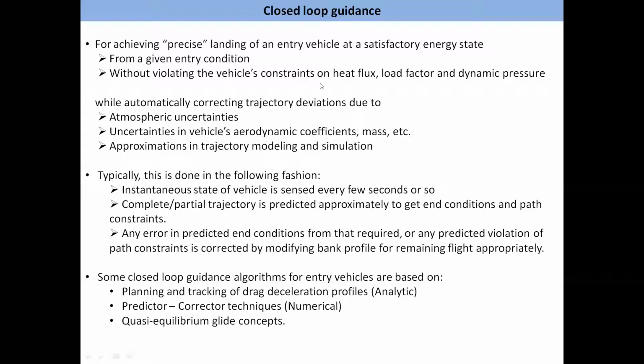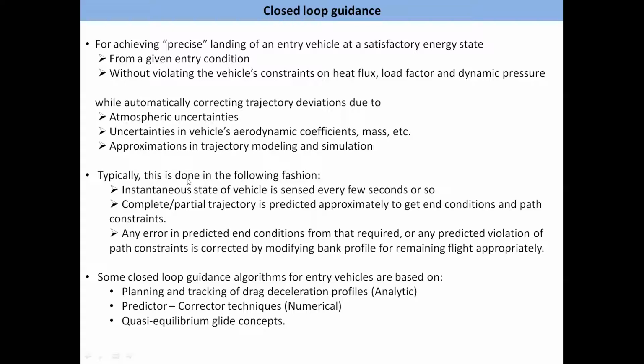Okay, so without violating the vehicle's constraints on heat flux, while automatically correcting trajectory deviations due to atmospheric uncertainties in vehicle aerodynamic coefficients, mass, etc., and approximations in trajectory modeling and simulation. So typically, this is done in the following fashion. When the vehicle is flying, the instantaneous state of the vehicle is sensed by the navigation system every few seconds or so. Based on the current state of the vehicle, a complete or partial trajectory simulation is done within the vehicle's computer in order to get the end conditions and path constraints.